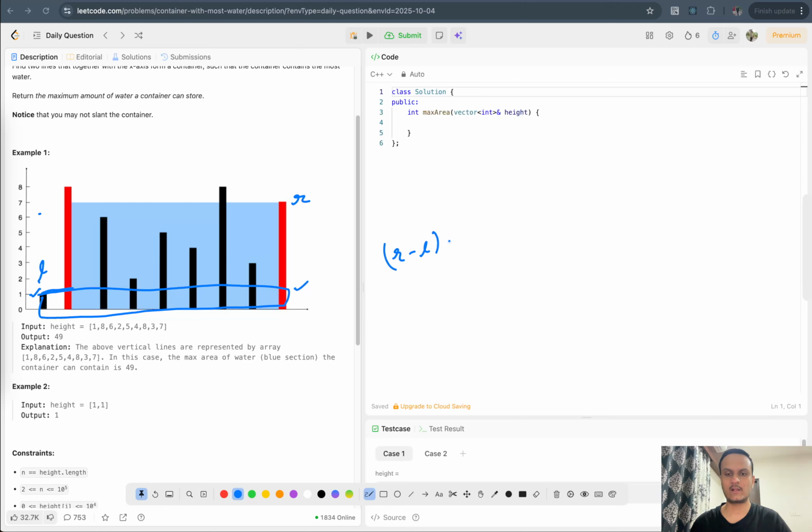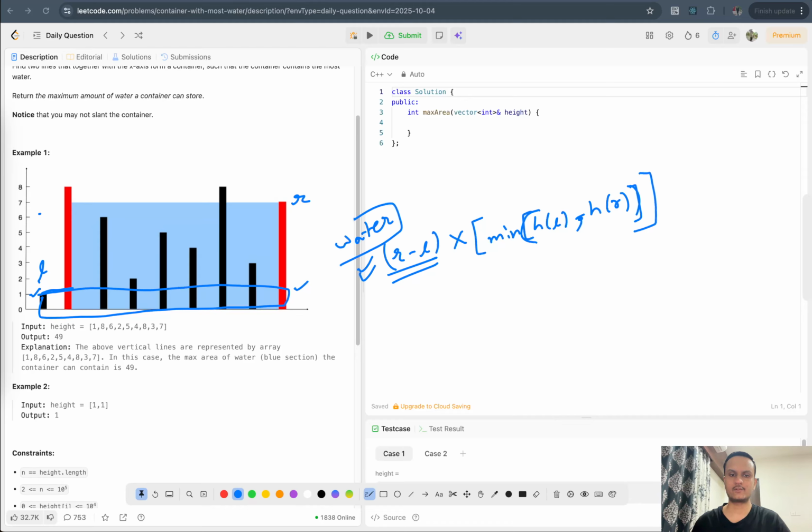Okay, and how much water can we store? Multiply by the minimum of height of l, comma, height of r. So we take the minimum of both of them and multiply by the distance between r and l. This is the water trapped. Okay, this is the container and we can store that much water.